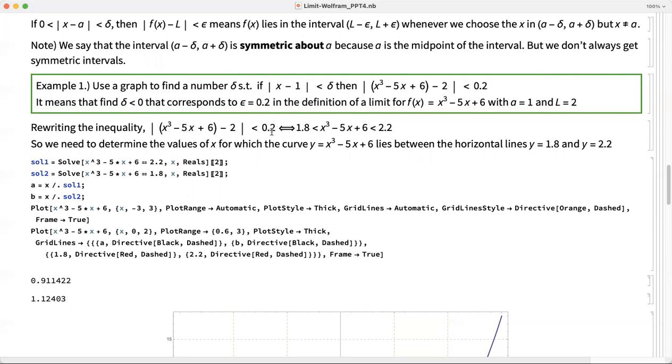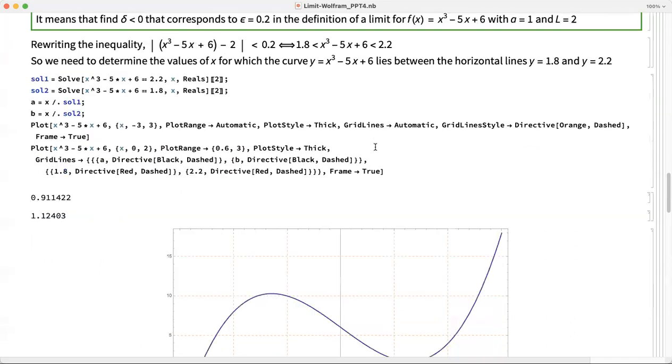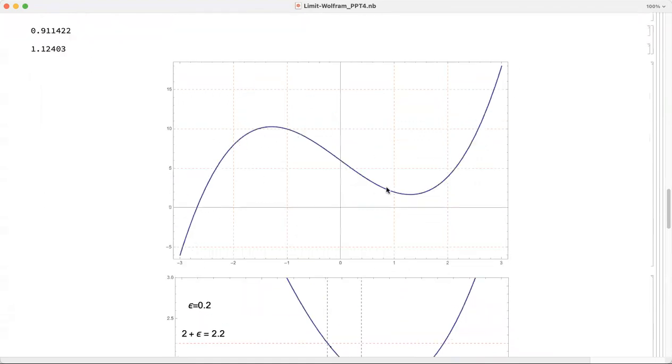Taking out the absolute value, we get the left inequality, negative 0.2, and then adding 2, so just do algebra. We need to determine the values of x for which the cubic polynomial lies between the horizontal lines y = 1.8 and y = 2.2, as you can see right there. So f(x) is bounded by 1.8 and 2.2. It's not symmetric. Right here is the graph of f(x), the cubic polynomial.